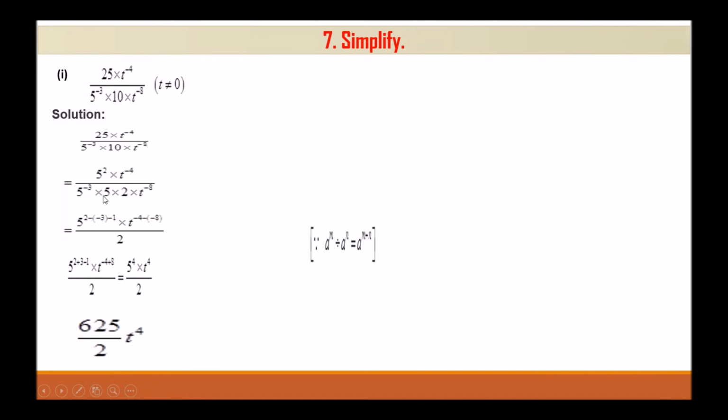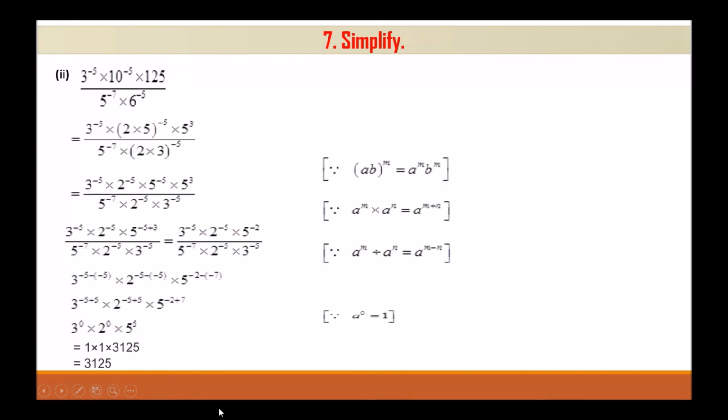Here we have 5 raised to minus 3 and 5 raised to 1, so we will bring them together. So 5 raised to 2 minus 3 minus 1, t raised to minus 4 minus 8, upon 2. So 5 raised to 2 plus 3 minus 1 is 5 raised to 4, and t raised to minus 4 plus 8 is t raised to 4, upon 2. So 5 raised to 4 is 625 upon 2 into t raised to 4.